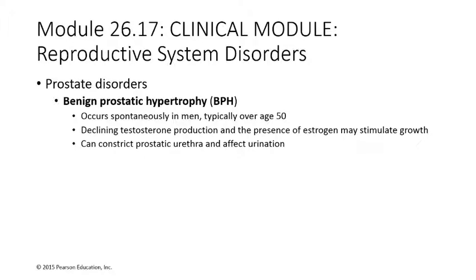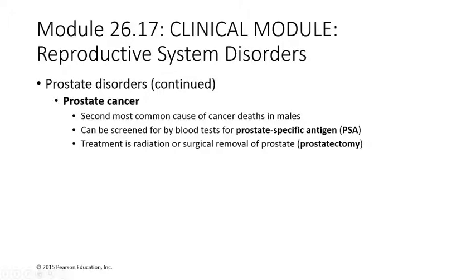So what can go wrong? Well, we've got some reproductive system disorders, benign prostatic hypertrophy, BPH. This is going to happen in men typically over the age of 50. It's because of a decline in testosterone production and maybe the presence of estrogen, because men are making estrogen. The decreased testosterone and increased estrogen can lead to an increased size in the prostate. This can constrict the urethra and affect urination.